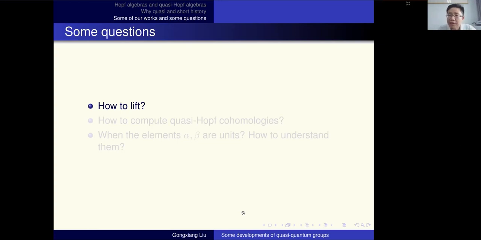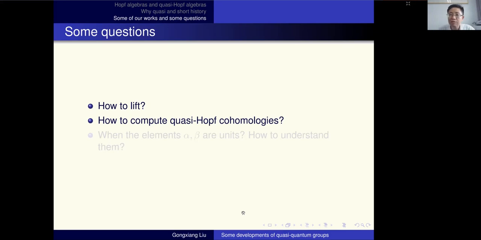So this question should relate to the following question: how to compute the cohomologies of quasi-Hopf algebras? Actually, not only for quasi-Hopf algebras, computing cohomology originally is not easy. Even for a group, even for some nice variety or nice manifold, you still don't know how to. Of course, for general algebras and general quasi-Hopf algebras, there's no answer.